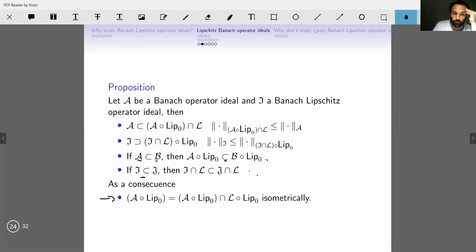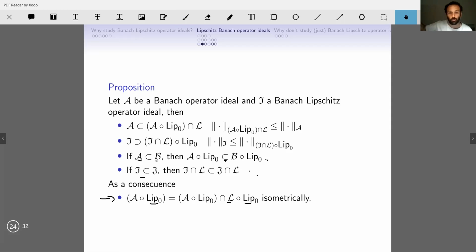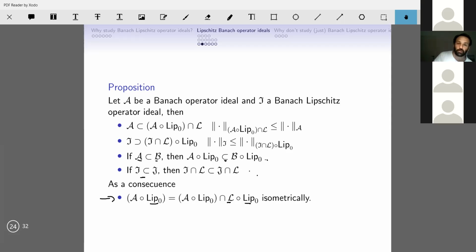That means that with this procedure, if we start with a linear ideal, we get a Lipschitz ideal, then we get a linear ideal, then a Lipschitz ideal, and we continue doing that. Well, sometimes we stop. At some point, we don't get any new ideals. And this is the equality we exploited.